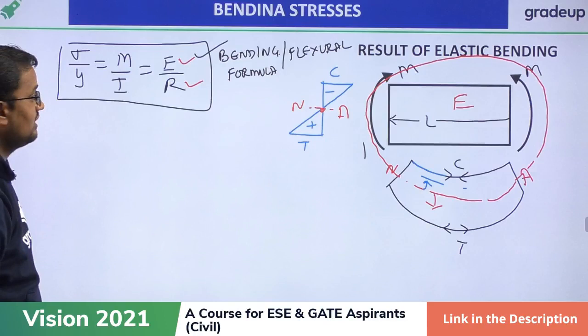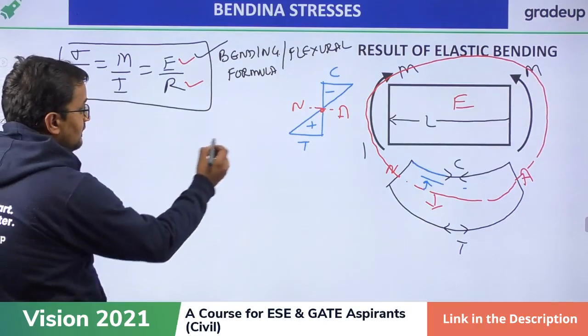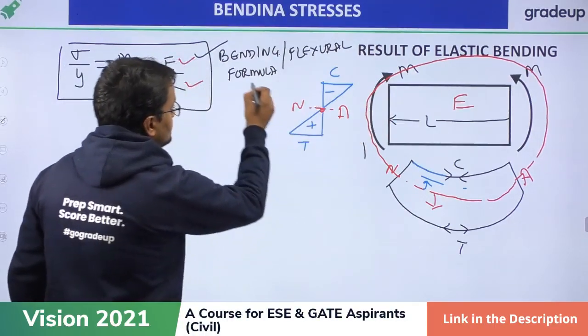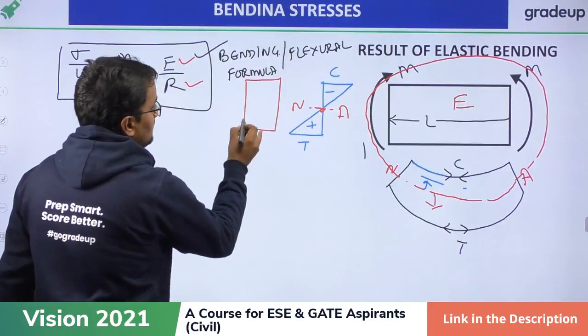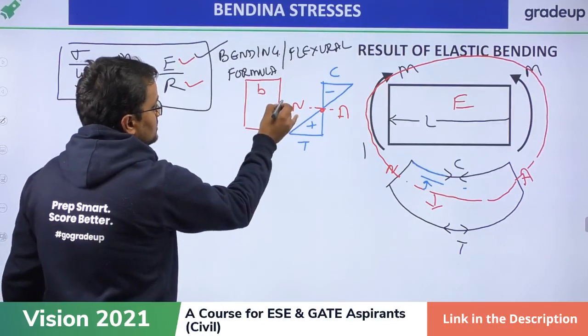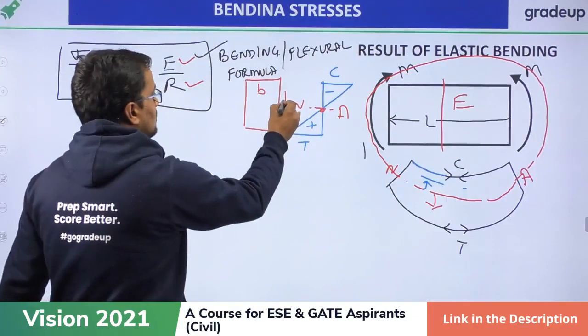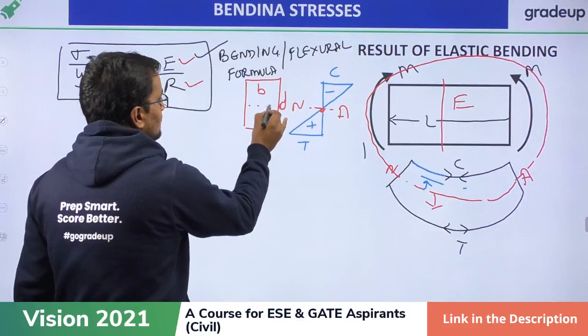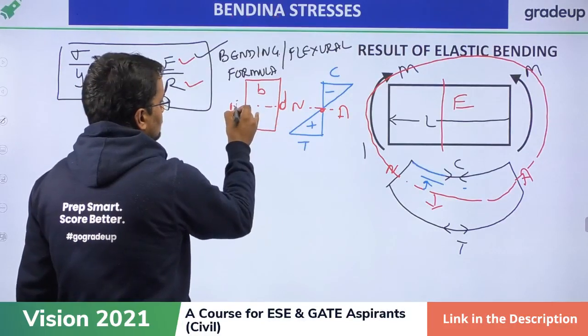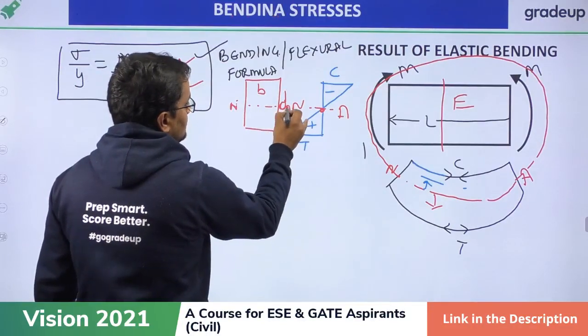What is sigma by y and M by I? My dear friends, if I look at the cross section of this beam, the cross section is something like that. This is B, this is D. Suppose this is a rectangular beam. If I cut this, then there will be a cross section like this, B by D, and this will be the neutral axis.